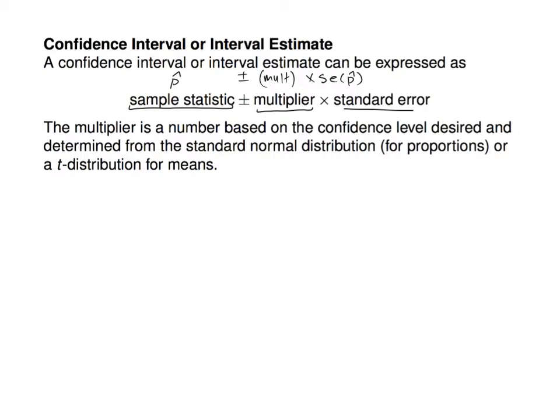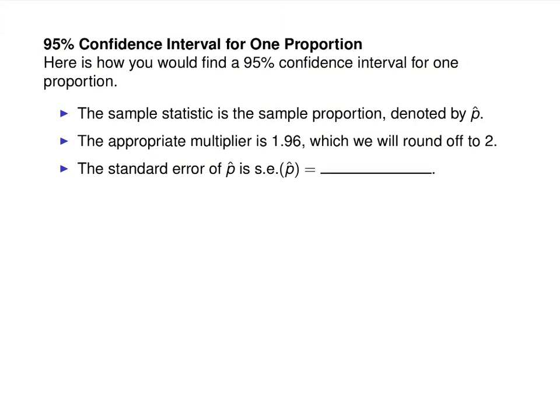This is the one where, in the equation, it was approximately p times 1 minus p over n, and then all square rooted. Yep. Okay, so here's all you're going to need.